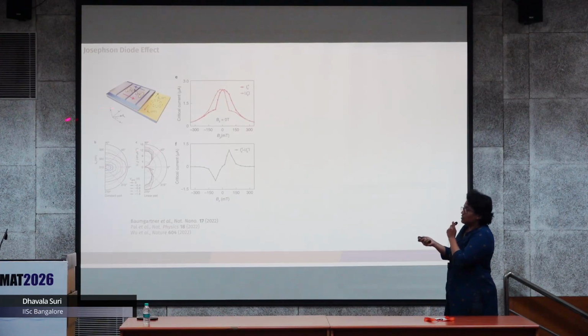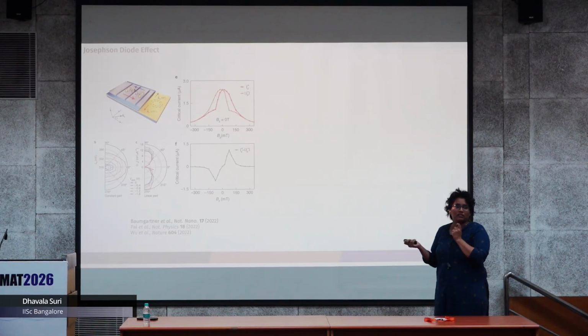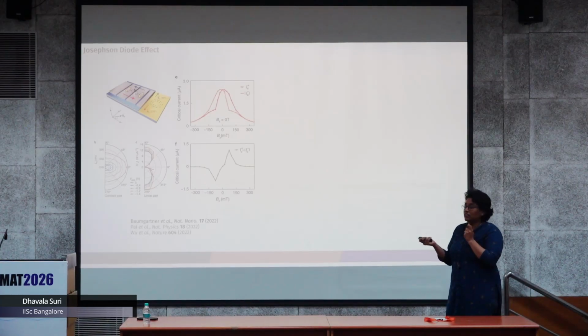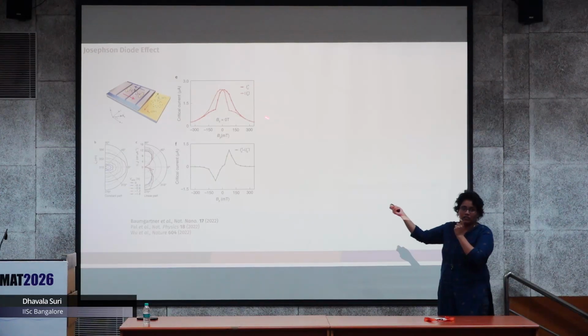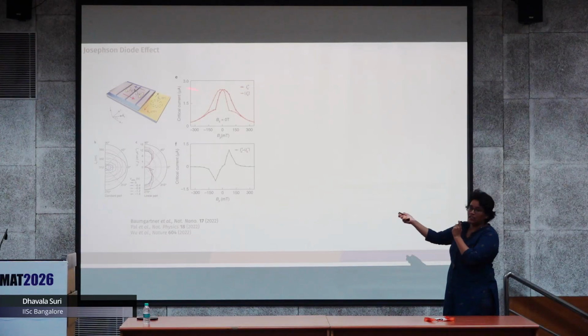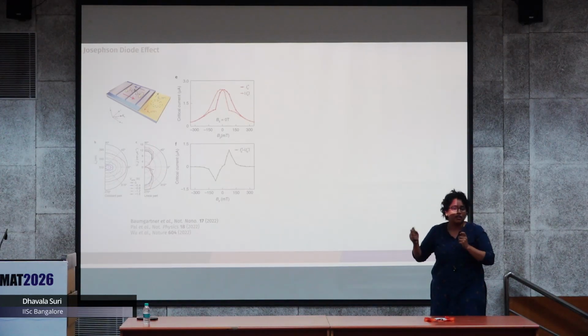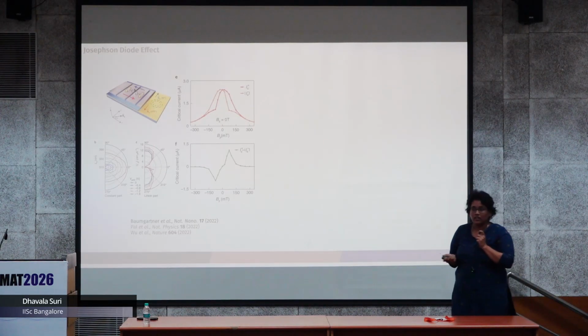Okay, and in this large spin-orbit material interface, if you apply an in-plane magnetic field, because of magnetochiral anisotropy, you get the positive critical current and the negative critical current splitting this way, giving rise to a finite Josephson diode effect. That's the word for it, right?